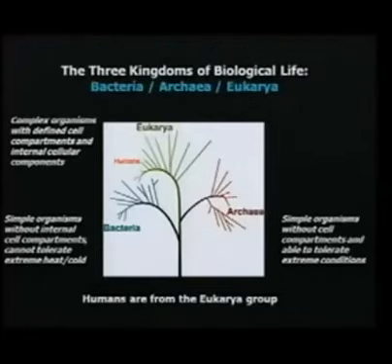Biology divides life into 3 kingdoms: bacteria, archaea, and eukarya. Bacteria and archaea are simple organisms with no subcellular compartments. Eukarya are complex with defined cell compartments and internal organelles, mini organs like mitochondria that make DNA and energy for the cell. Plants, animals, and humans are eukaryotic, as are fungi and slime molds.